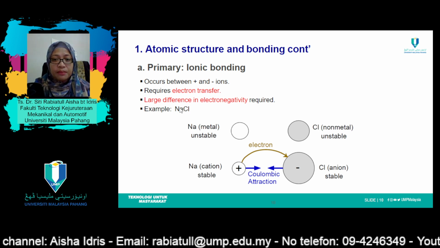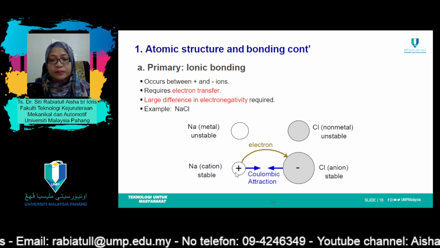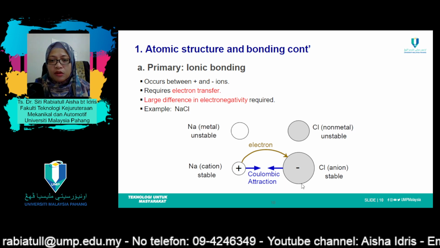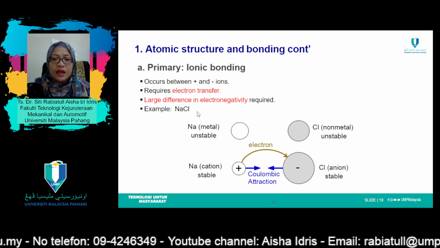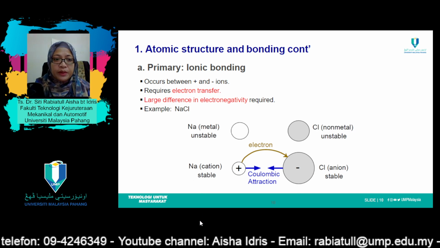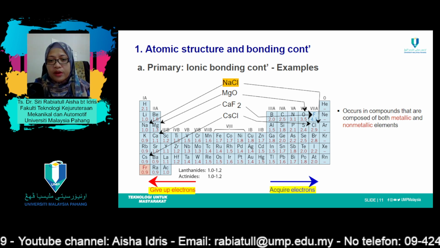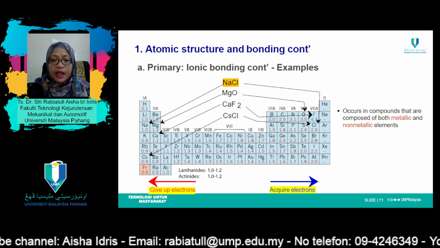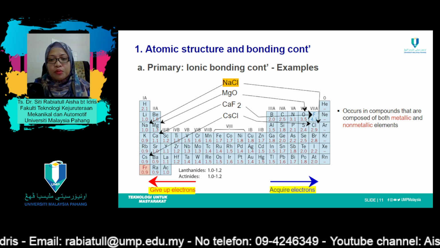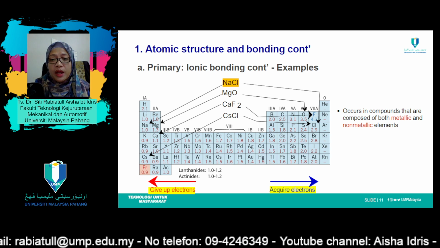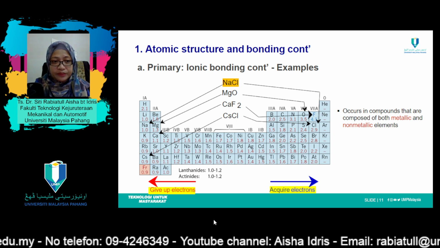If you refer to the example, sodium chloride over here, you can see sodium has a positive value and chloride a negative value, and they attract each other, producing sodium chloride. So this is ionic bonding. If we refer to the periodic table over here, moving to the left, again, the elements are ready to give up electrons to become positive ions, and moving to the right, it means that the materials are ready to acquire electrons to become negative ions.